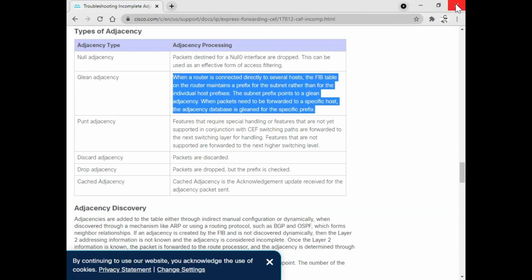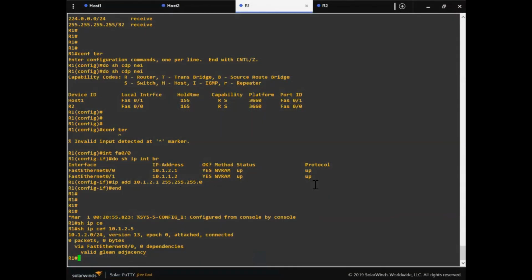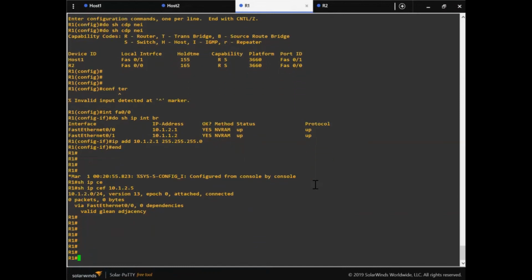Getting my point? Yes. So glean means when the capability is there, but it fails to rewrite the packet. So that is your glean adjacency. Because of non-availability of the MAC address, it forwards it to the CPU. Yes.